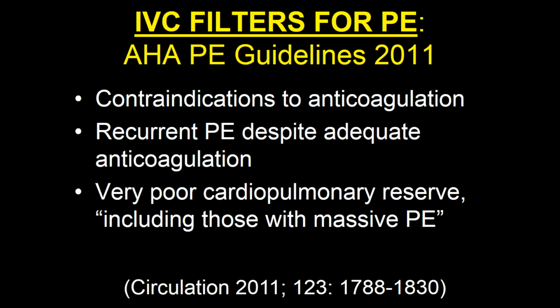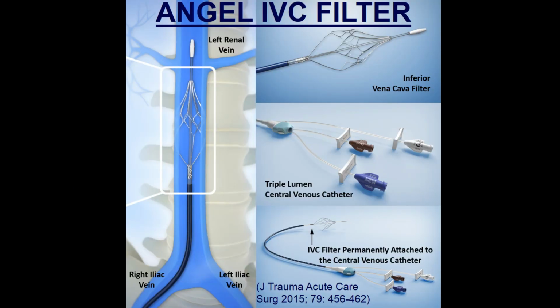The AHA, American Heart Association Pulmonary Embolism Guidelines state that inferior vena cava filters should be used when there is a contraindication to anticoagulation, or there is recurrent pulmonary embolism despite adequate anticoagulation, or there is very poor cardiopulmonary reserve, including patients with massive pulmonary embolism. And here we see the Angel, named after Dr. Luis Angel, inferior vena cava filter. This filter is inserted at the bedside in the intensive care unit without any fluoroscopy needed.